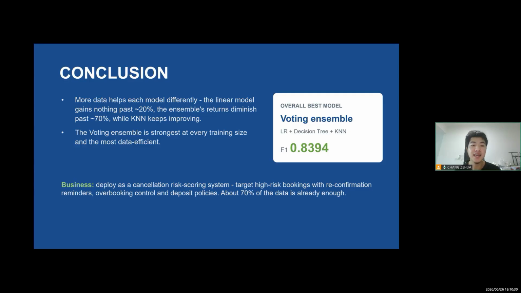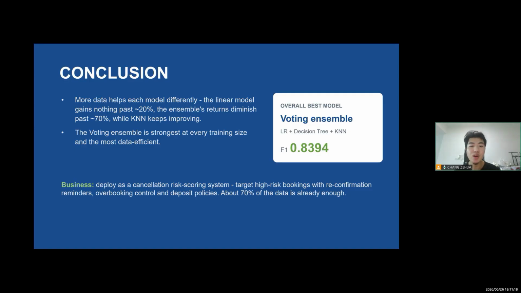KNN, with a test F1 of 0.8394 and an accuracy of 88%. In practice, it can be deployed as a cancellation risk scoring system, letting hotels target high-risk bookings with reminders, overbooking control, and deposit policies.